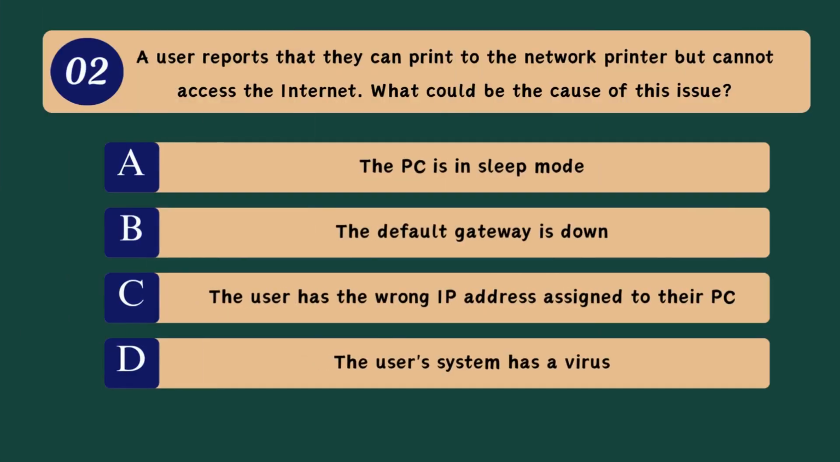Question 2. A user reports that they can print to the network printer but cannot access the Internet. What could be the cause of this issue? A. The PC is in sleep mode. B. The default gateway is down. C. The user has the wrong IP address assigned to their PC. D. The user's system has a virus. Correct answer: B. The default gateway is down.